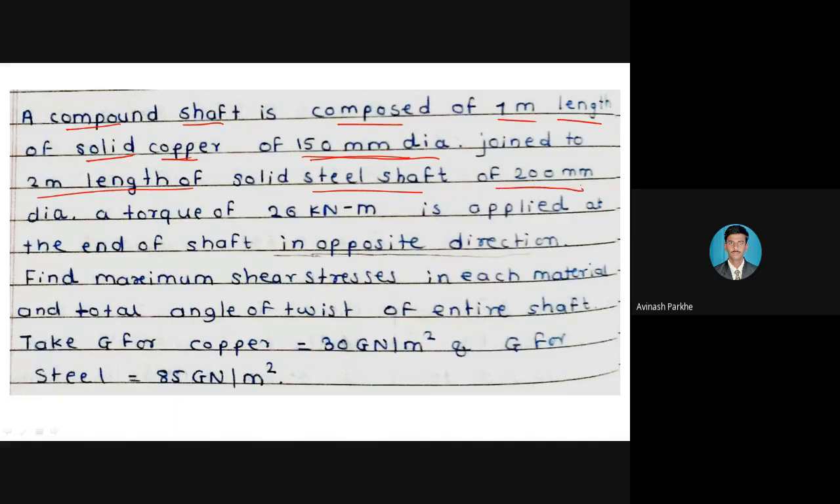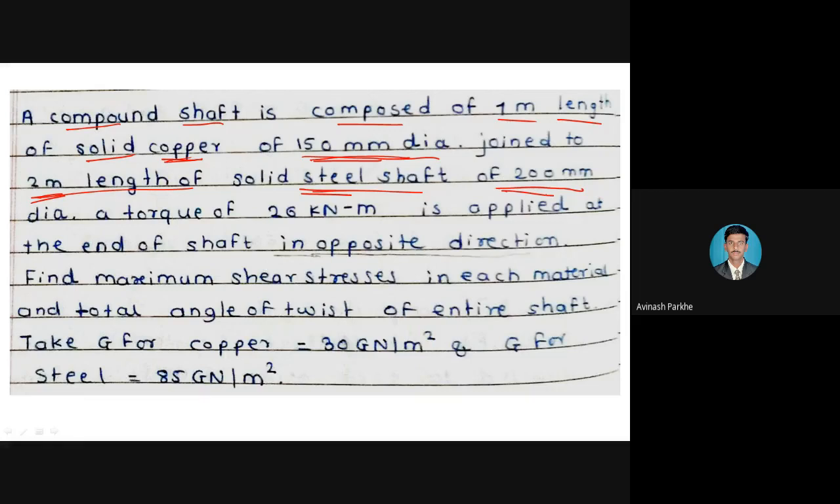Compound shaft means more than one shaft is used. Shaft number 1 has length 1 meter. Which material is there? Copper. What is the diameter? 150 mm. This copper shaft is connected to another shaft. What is the material? Steel. The length of the other shaft is 2 meter and its diameter is 200 mm. That means length is different, diameter is different, and material is also different.